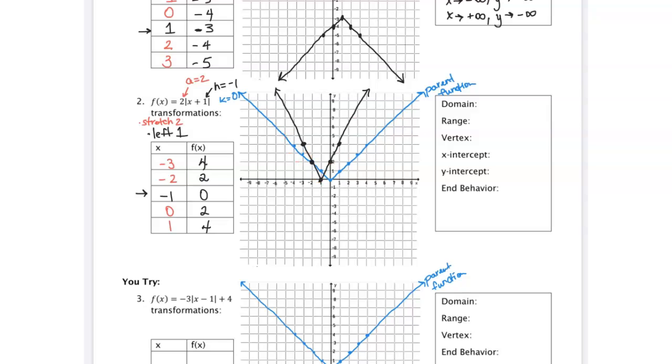Our domain is all real numbers. Our range, well, our y values don't go below 0 for y.